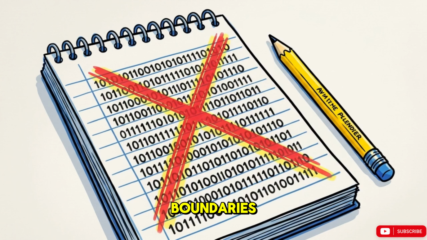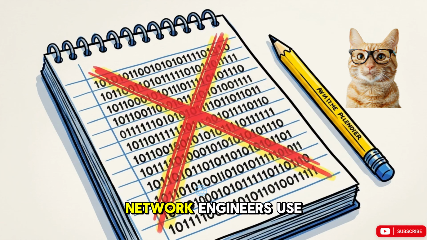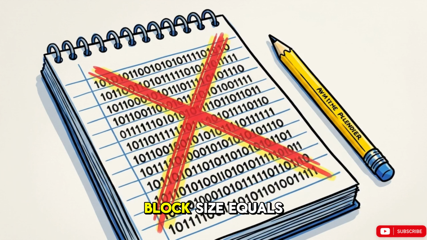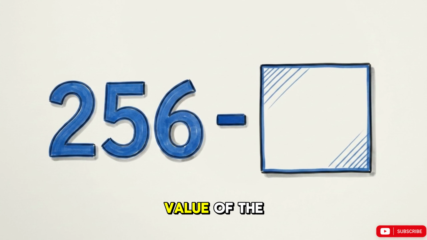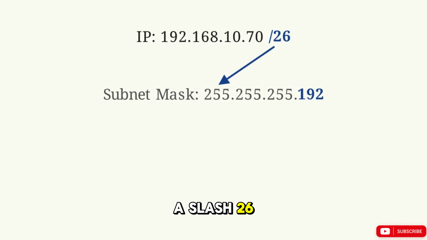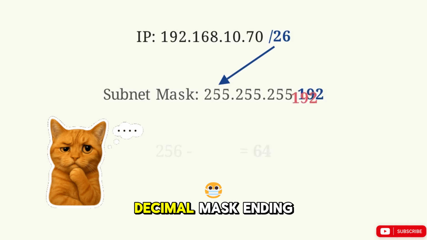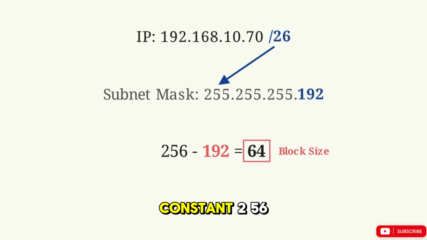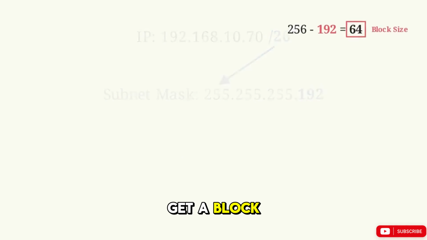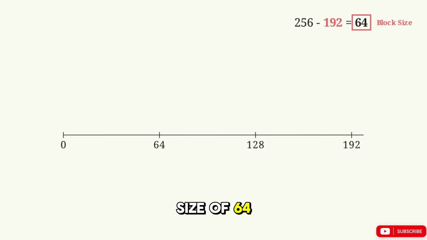To find these exact boundaries without writing out 32 bits of binary code, network engineers use a mathematical shortcut. Block size equals 256 minus the decimal value of the subnet mask. Let's calculate the boundaries for the IP address 192.168.10.70 with a /26 mask. A /26 gives us a decimal mask ending in 192. We take our constant, 256, and subtract 192 to get a block size of 64. With a block size of 64, our subnets start at 0 and jump in intervals of 64: 0, 64, 128, and 192. The address we are evaluating, .70, falls squarely inside the block that begins at 64.